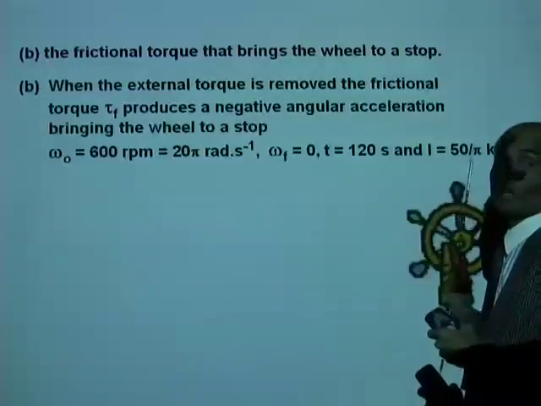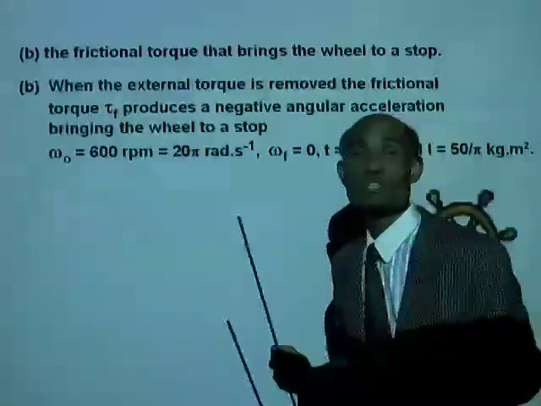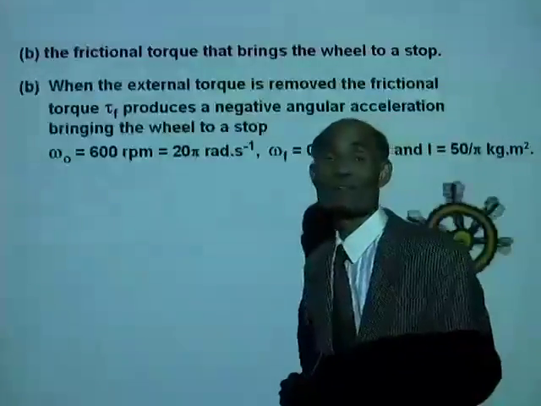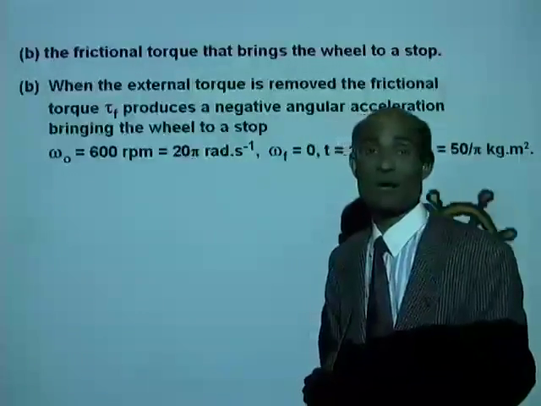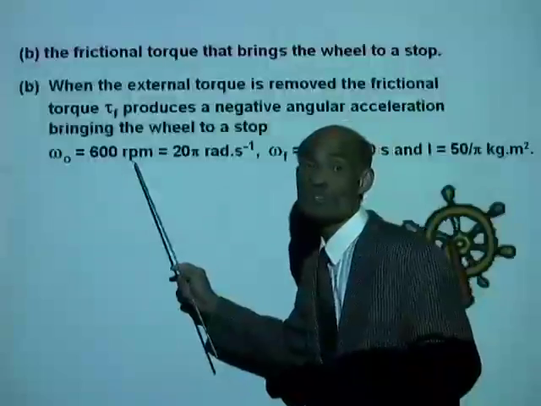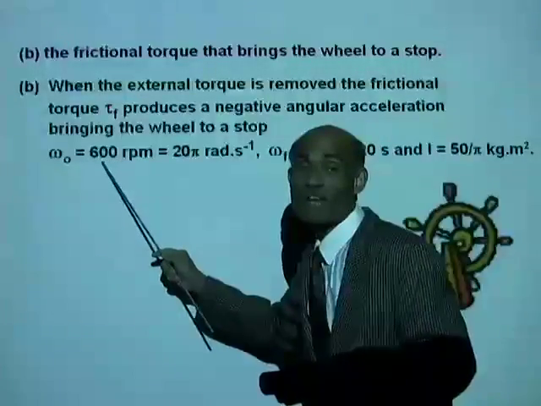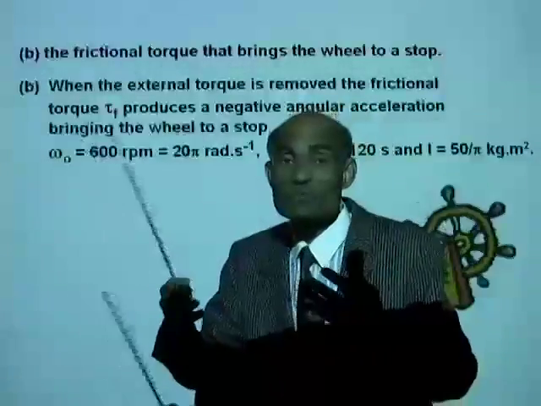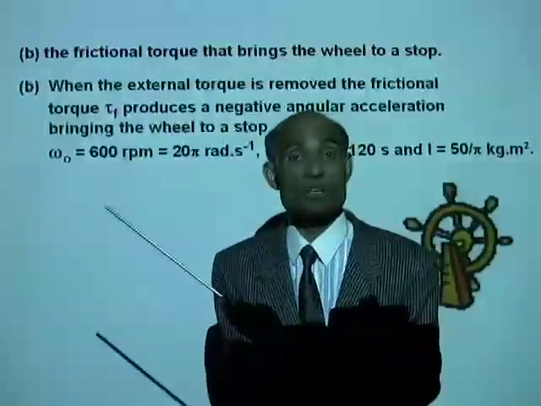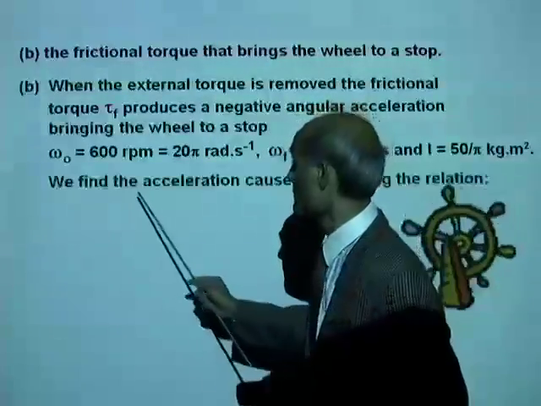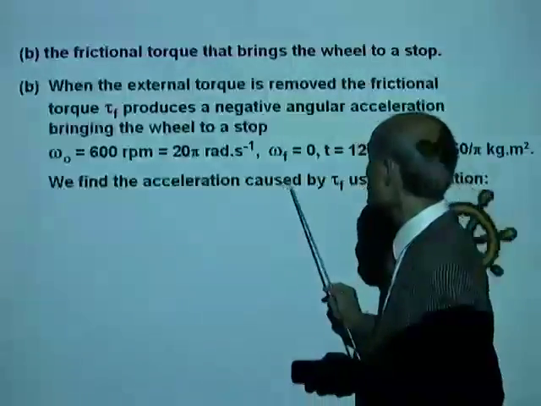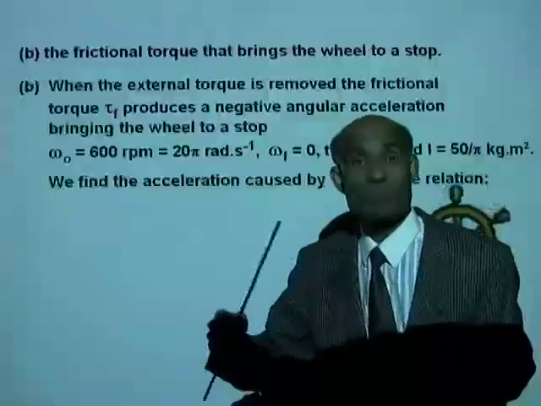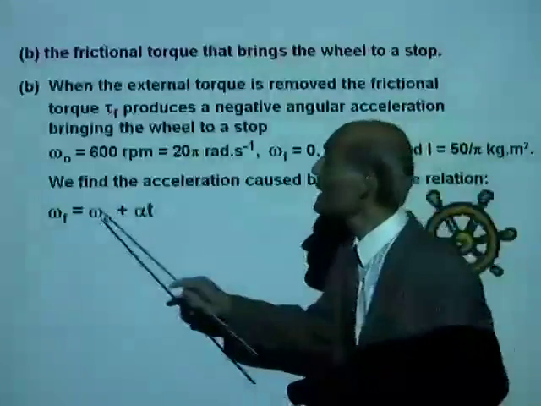And we also know that the moment of inertia of the wheel is 50 divided by pi kilogram meter squared. Alright, what do we do first? We have enough information here to find the acceleration produced by the frictional torque. So let's do that. We first find the acceleration caused by that net torque applied by the friction. And how do we do that?